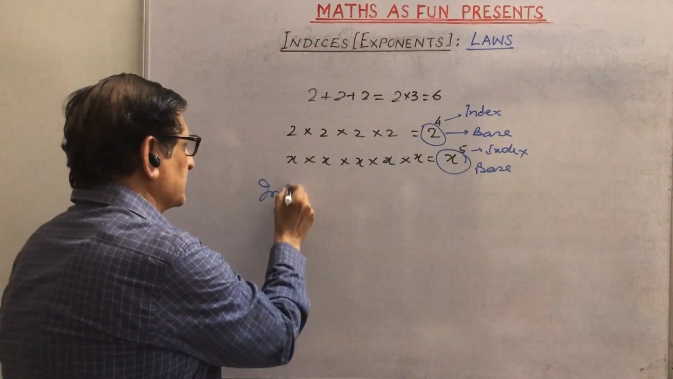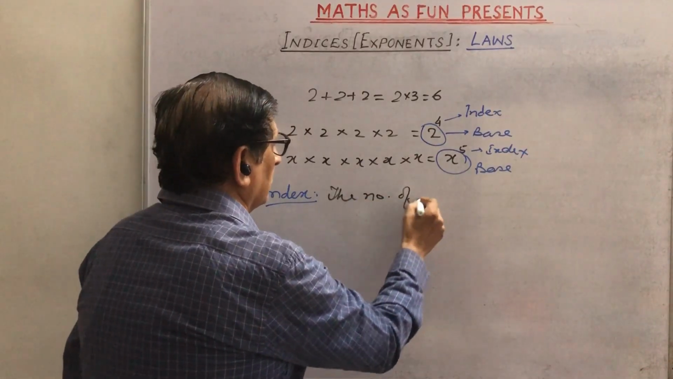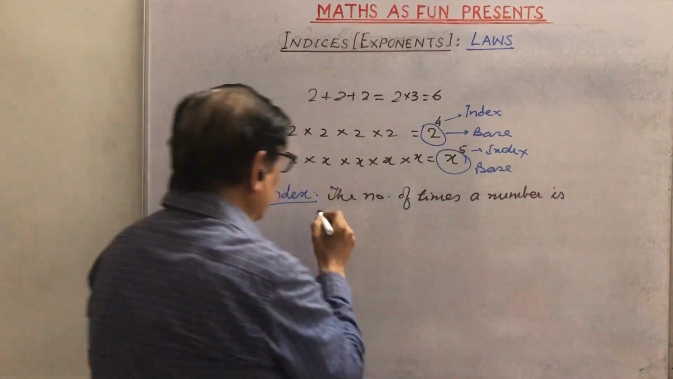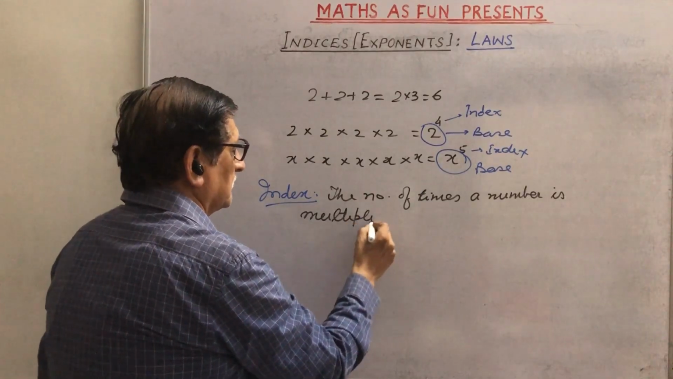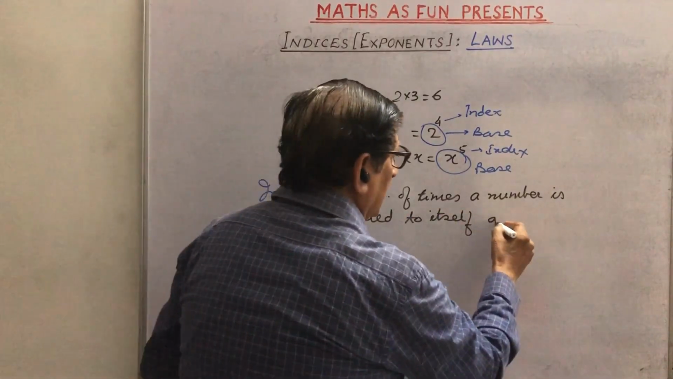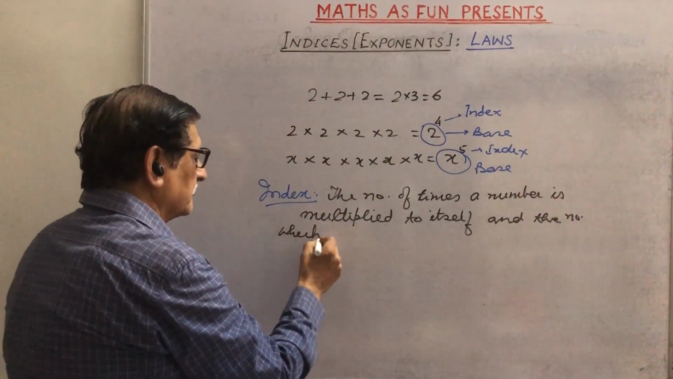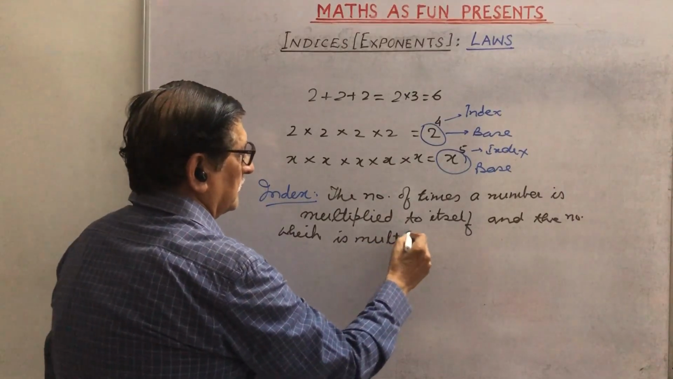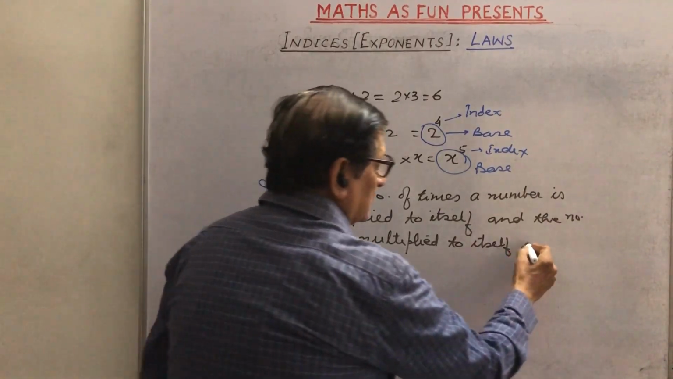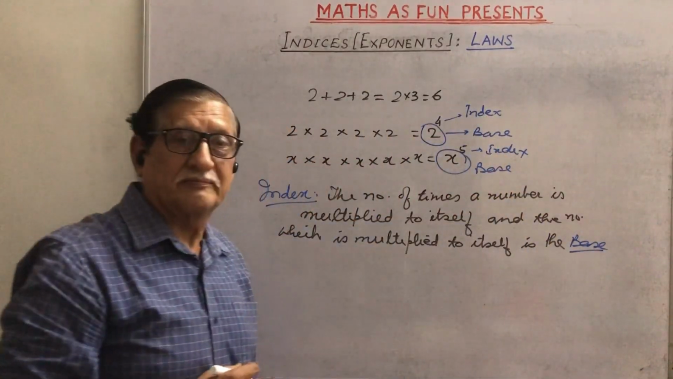It means the index is the number of times a number is multiplied to itself. And the number which is multiplied to itself is the base. That is known as the base.